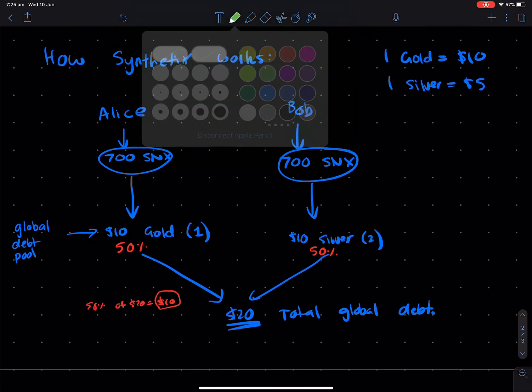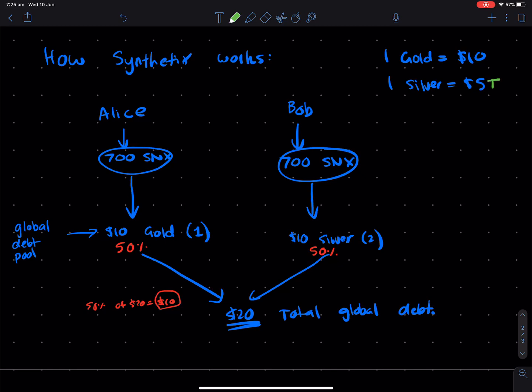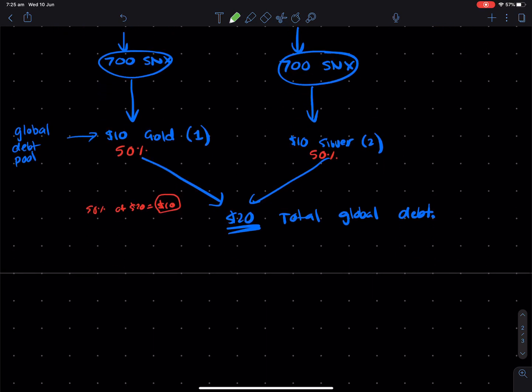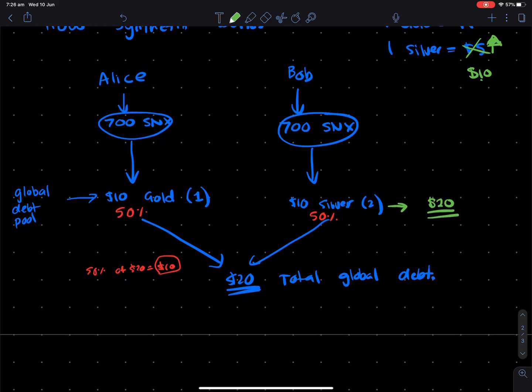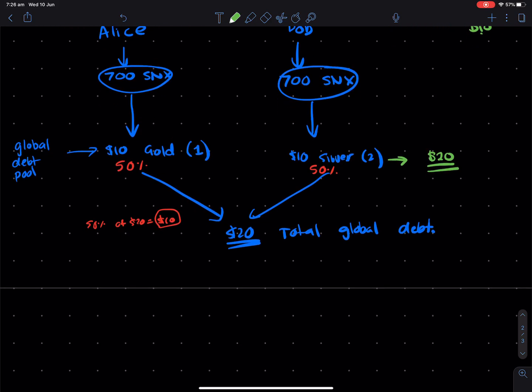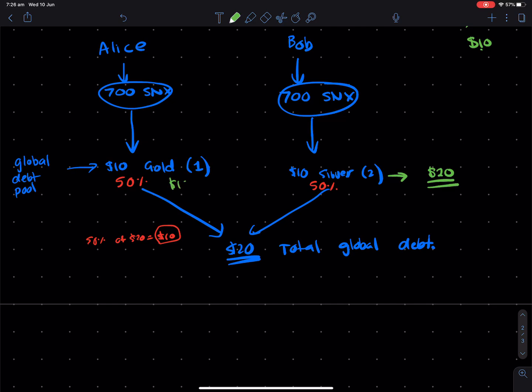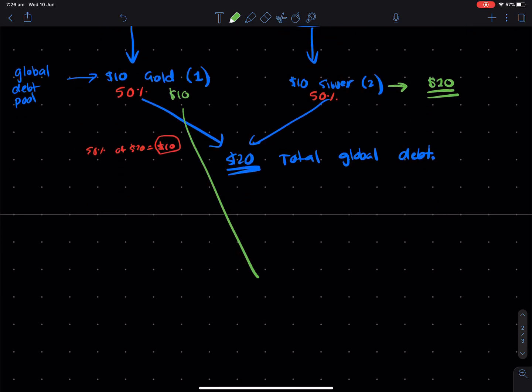Now, in a certain version of the world, silver decides to skyrocket to $10 instead of $5. So where we had Bob over here, his two silvers were worth $10. They're now actually worth $20 because 2 times 10 gives us 20. Because his stake is now equal to $20, and the price of gold still hasn't changed, Alice's debt is still $10. This new global system debt is $30, because the value of silver has gone up.